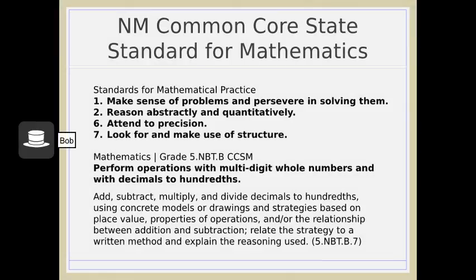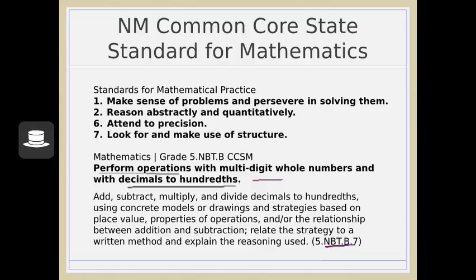In this thread we'll be talking about the 5th grade standard for numbers in base 10, and we'll be focusing on part B of that standard. Part A of that standard is about the place value system. Part B is about performing operations now with multi-digit numbers and with decimals to the hundredths.